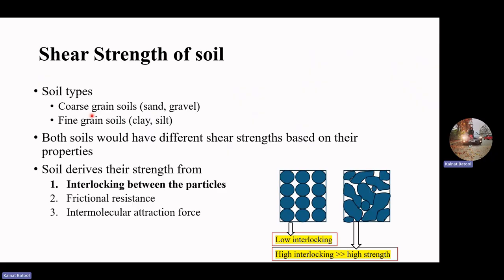Anything which passes the number 4 sieve and is retained on the number 200, we term as sands. We generically know this. And anything which is retained on the number 4 sieve is a gravel. Similarly, for fine grained soils, particles less than 0.07 millimeter, that is, passing the number 200 sieve, are termed as clay and silts.